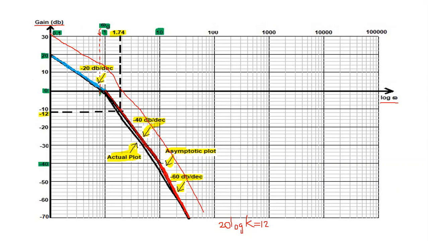That means this shift is that 12 dB. That is the entire log magnitude plot. I am shifting upwards by 12 dB. Therefore 20 log K should be equal to 12. Therefore log K is 12 by 20. What is 12 by 20? 0.6.